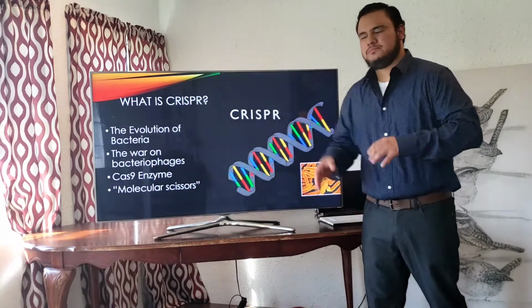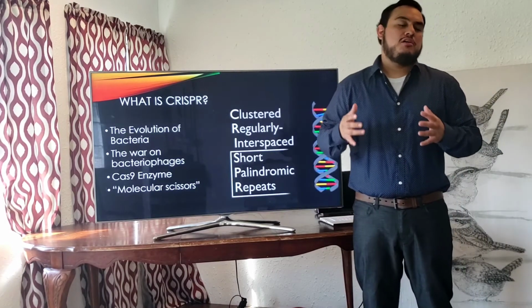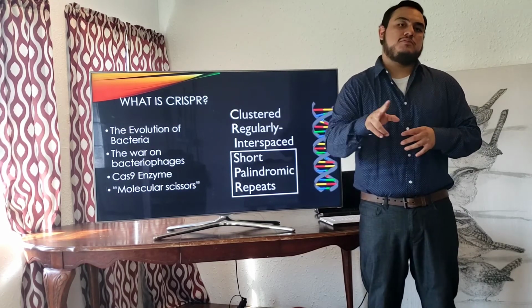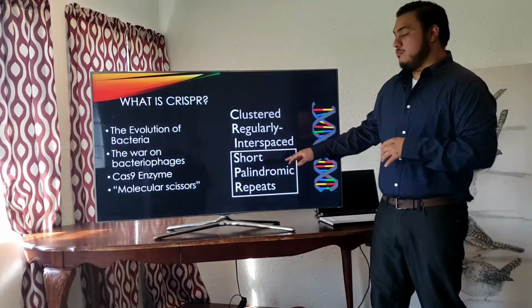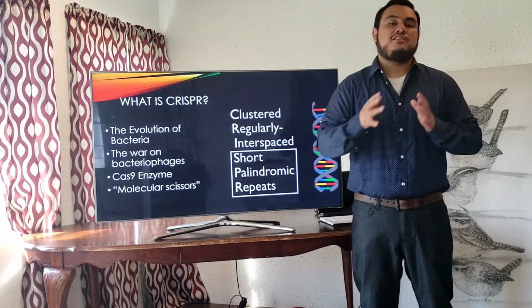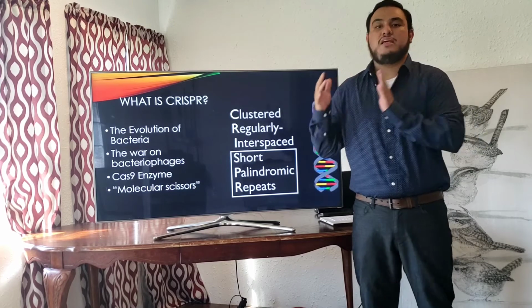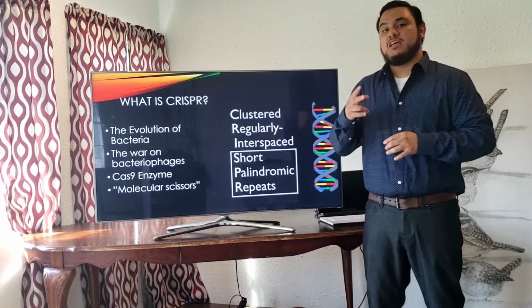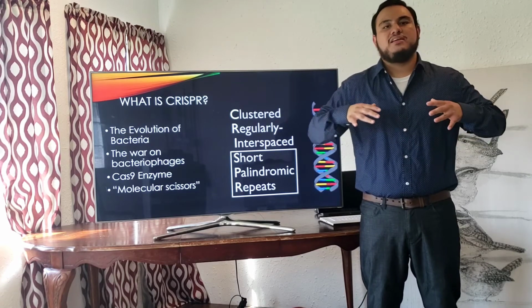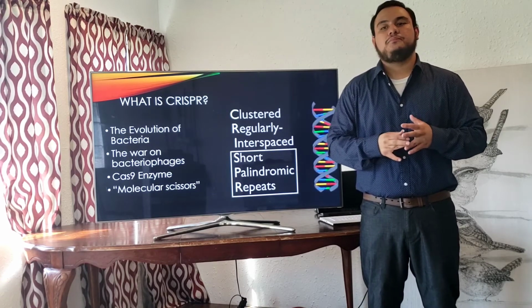So what is CRISPR? CRISPR stands for clustered, regularly interspaced, short palindromic repeats. Now CRISPR is composed of two parts, being the palindromic repeats, which are interspaced. So what does that mean? That means that they are not directly next to each other. There's actually spacer DNA in between each section. The second part is the Cas9 enzyme. You can think of this as molecular scissors. This is the part that actually cuts the DNA.